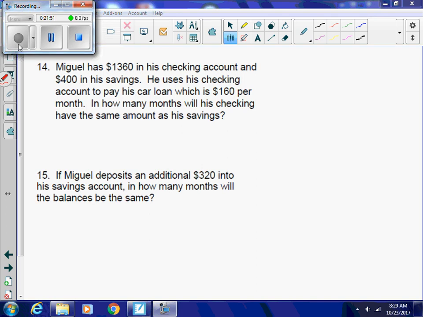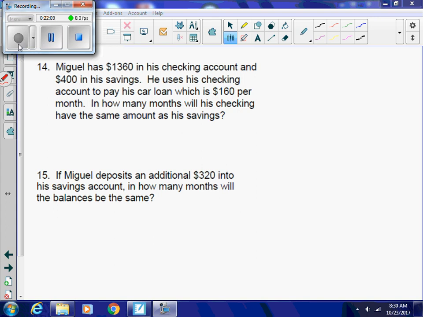Miguel has $1,360 in his checking account and $400 in his savings. He uses his checking account to pay his car loan, which is $160 per month. In how many months will his checking have the same amount as his savings?